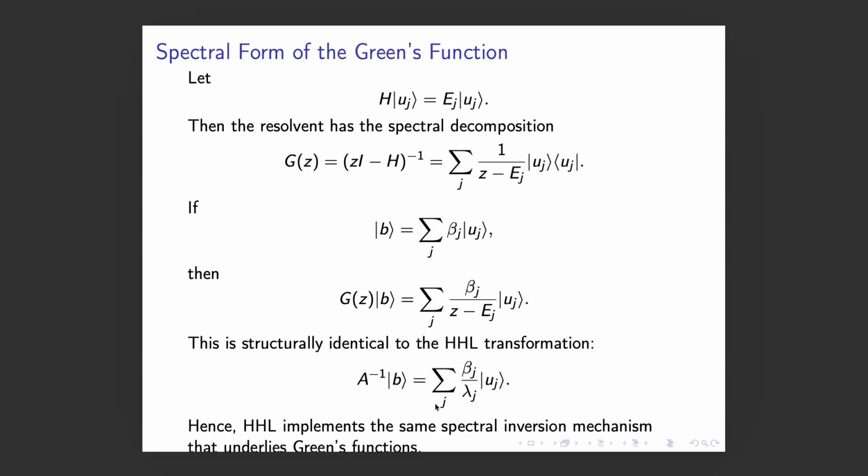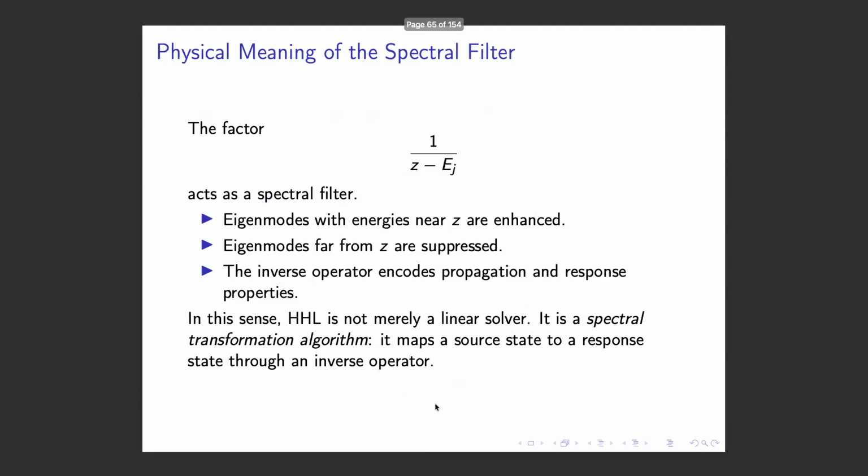But you can think of this as general methods which have lots of similarities. So this factor here is something you can think of as a spectral filter, and the eigenmodes with energies near zero are enhanced, and eigenmodes far from zero are actually suppressed. And the inverse operator encodes propagation and response properties. So in this sense, the HHL algorithm is not merely a linear solver, it is a spectral transformation algorithm.